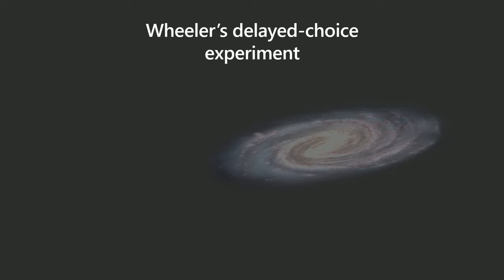Here's another way to look at that experiment. This is called Wheeler's delayed choice experiment. This is a physicist that had a thought experiment. He said, wait, if there's a quasar on the other side of the universe and there's a galaxy in between, we're going to have light bend around that galaxy from the gravity of that galaxy.